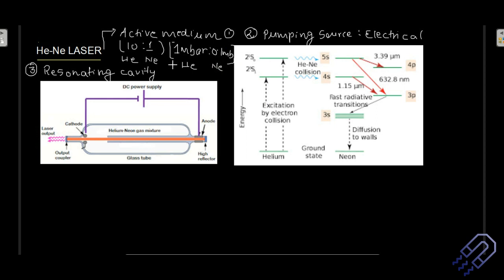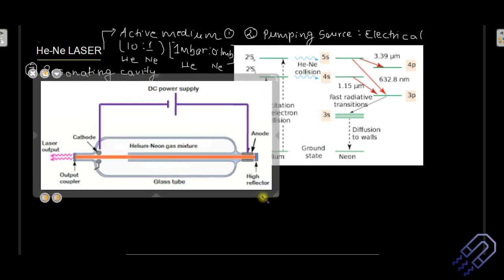So you can explain it that way, and then you can say that the active medium is helium and neon, and then we can talk about the pumping source, which is electrical in nature, and finally the resonating cavity. So when we want to explain the resonating cavity, you can explain it very easily and it's not very complicated. So let's try explaining the resonating cavity now. So let me just extend this picture.